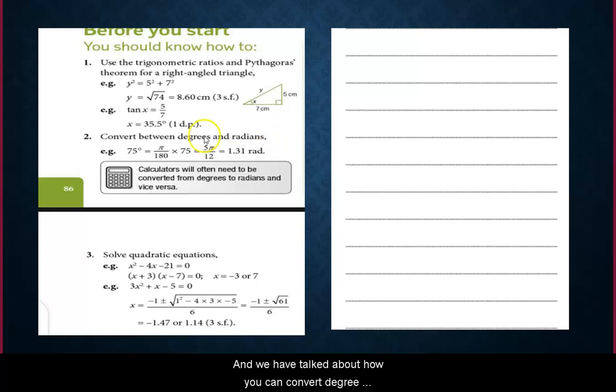And we have talked about how you can convert degrees to radians and radians to degrees. So this is very simple. If you want to convert to degrees, multiply by 180 over pi. And if you want to go back to radians, simply multiply by pi over 180.